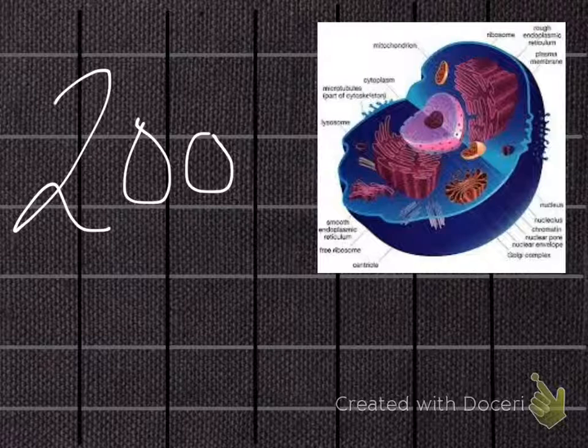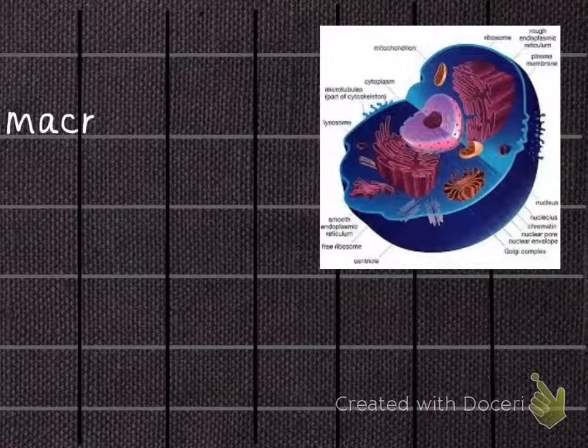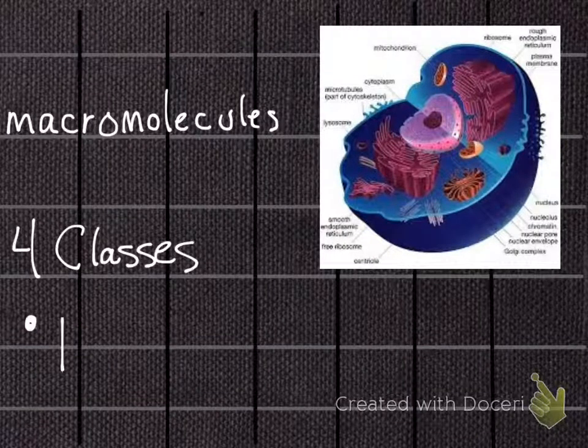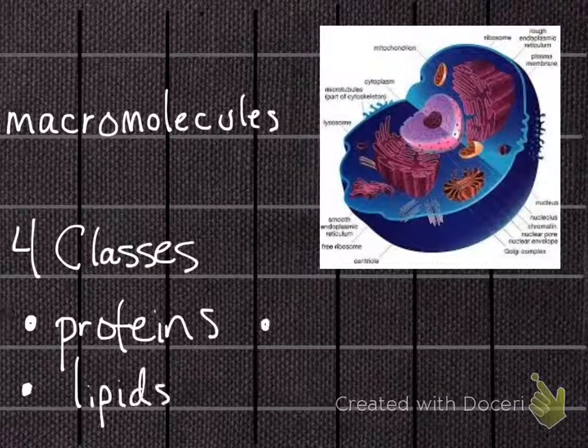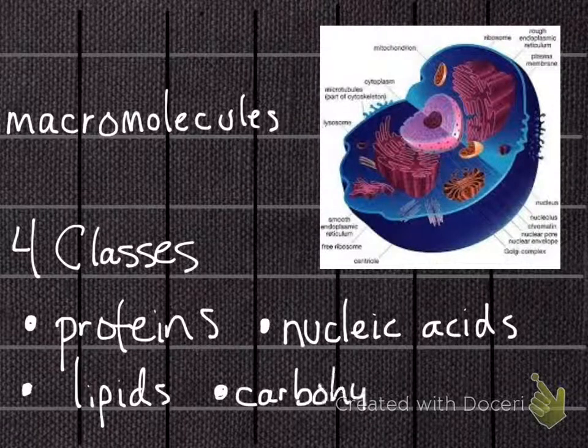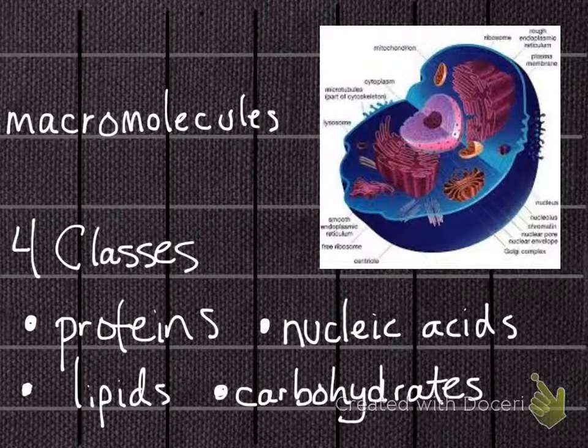Well, the cell uses 4 different types of macromolecules to do what it does. Macromolecules. And here they all are. And there's 4 classes of them: proteins, nucleic acids, lipids, and carbohydrates. So if you're thinking of the parts of the cell, like the organelles, right? The mitochondria, for example, all of those are made up of 4 different types of macromolecules.